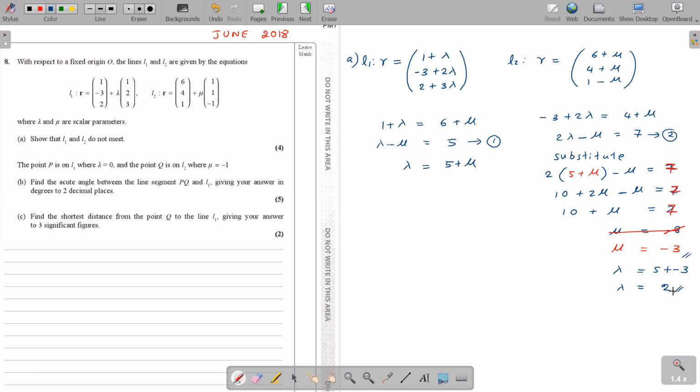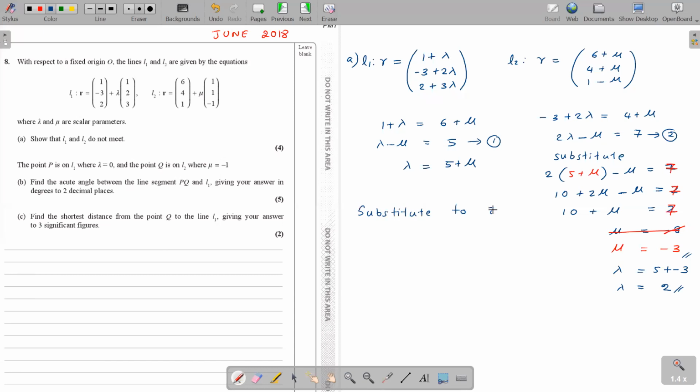I equated the x coordinate, got the first equation, equated the y coordinate, got the second equation. Now let's go for the third equation. You are going to check by using the third equation. If the third equation with the lambda and mu values is equal on both sides, then the lines intersect. But if the third equation is not equal, then it doesn't intersect. So substitute into the third.